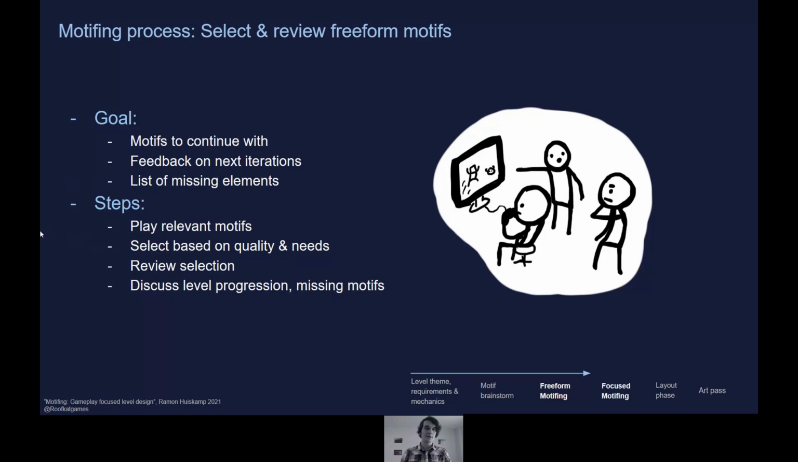Now, in order to do this, I would advise that everybody that is going to be part of this reviewing process plays the actual relevant motifs and then starts selecting them. And you can either select them individually and then come together later, or you can all sit around someone that is playing and just decide as you are going through it. You want to select based on the quality of the individual motifs, but also on the needs for the level, which I'll come into in a second. Then you want to review everything together and really discuss how the player is going to progress through all of these motifs, in what order they are going to be, and what we are still missing.